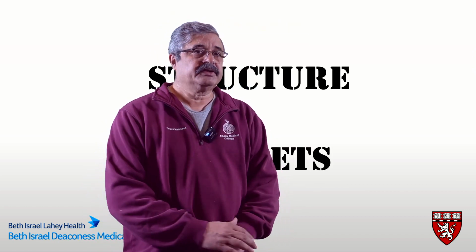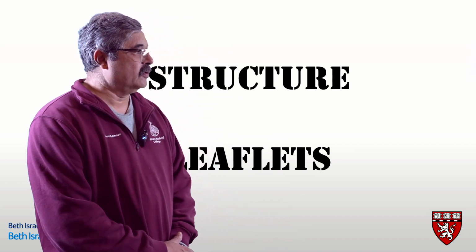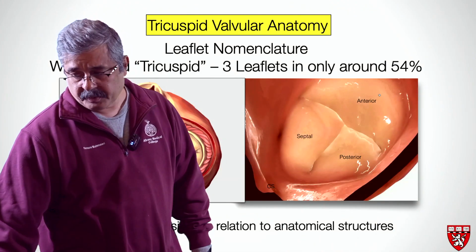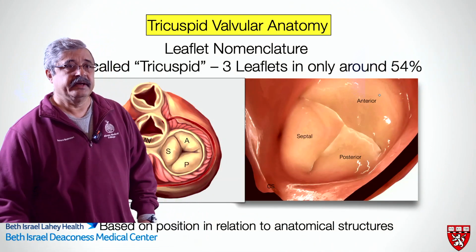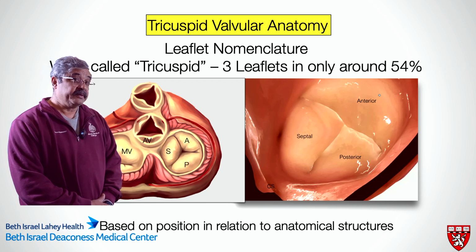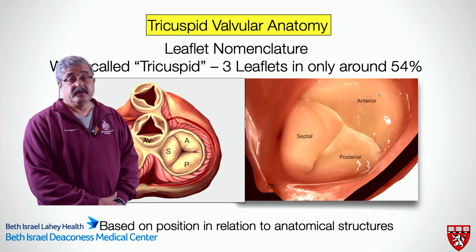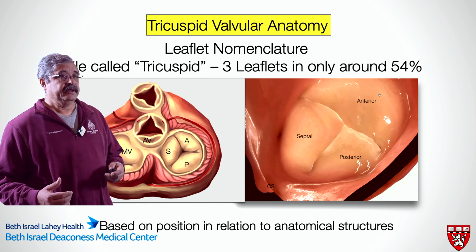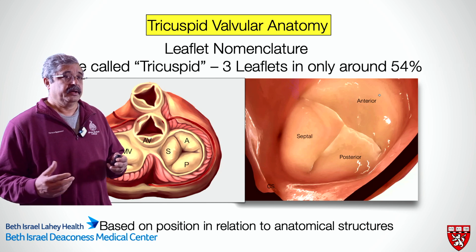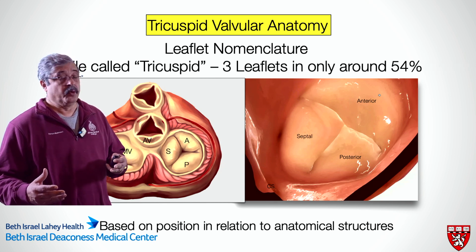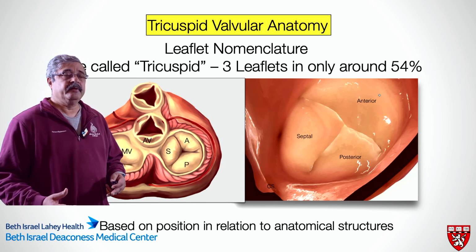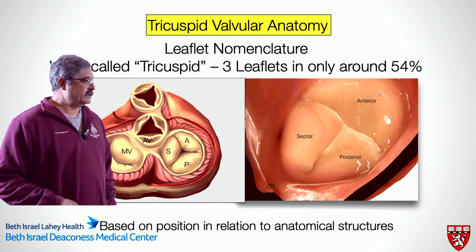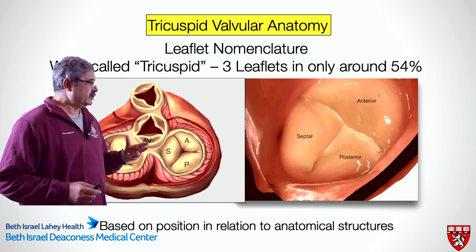So let's go over the structure, and the first thing that we want to go over is the leaflets. The most important thing that we know here is that we call it a tricuspid valve, however, as per the nomenclature, there are three leaflets in only about 54% of patients. This is essentially a nomenclature, because almost 50% of people have more than three leaflets, and the nomenclature of the leaflets is in relation to their correlation with the anatomical structures.